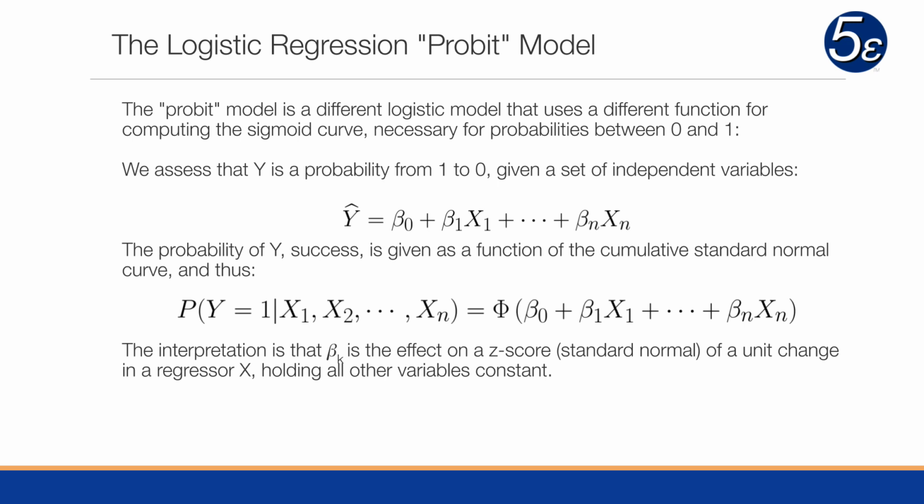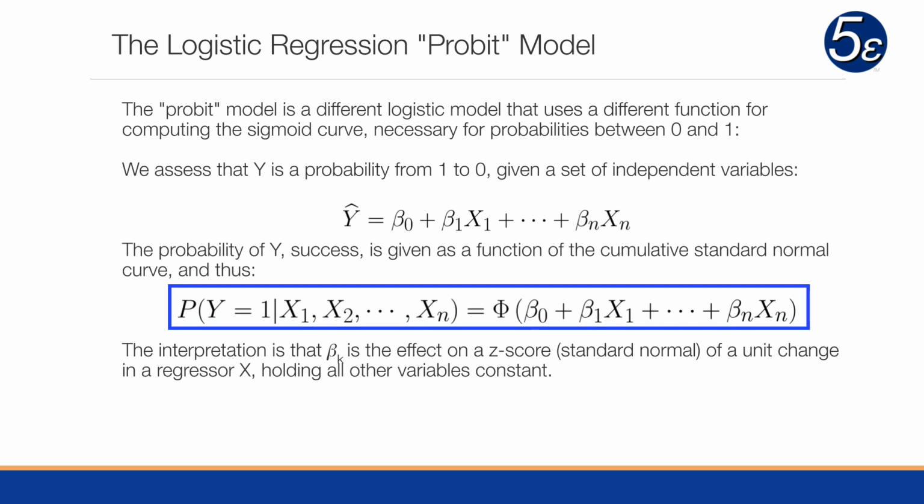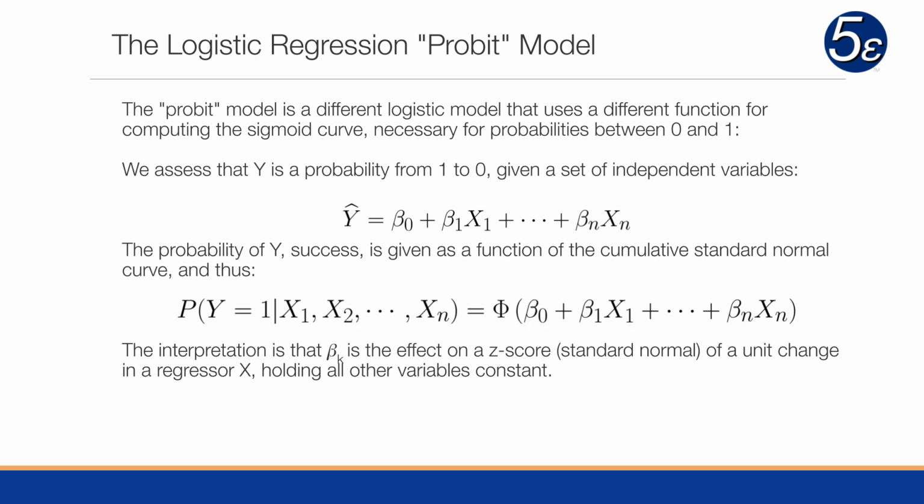The probability of success is given as a function of the cumulative standard normal. So therefore, we have the probability that y equals 1, given the fact that we have x1, x2, all the way to xn, is equal to this function phi, beta 0 plus beta 1 x1 all the way to beta n xn. The interpretation here is that the beta is the effect on the z-score, the standard normal, of a unit change in the regressor x holding all variables constant.